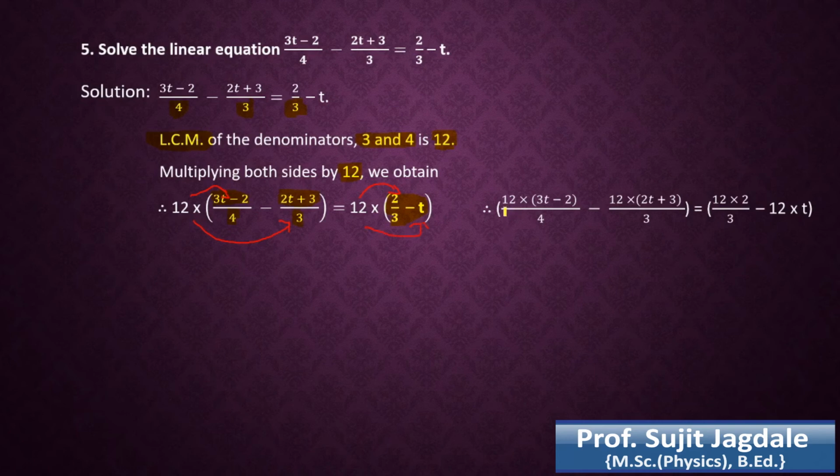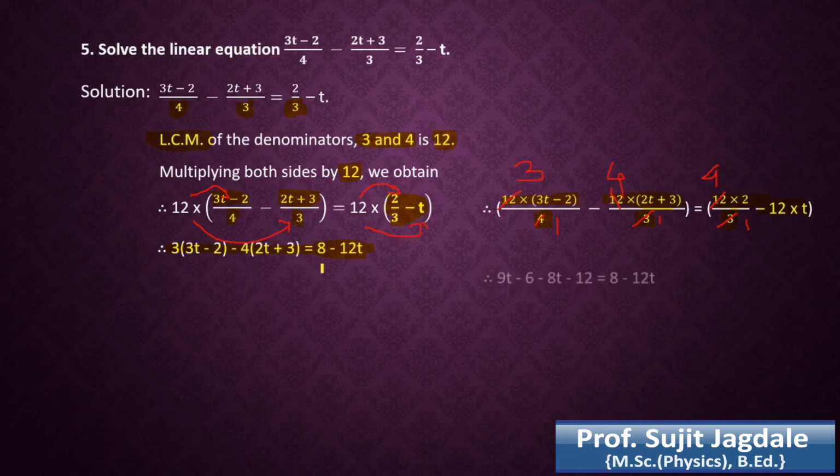So after that we are getting the equation like this: 12 into bracket (3t minus 2) upon 4 minus 12 into (2t plus 3) divided by 3, which equals 12 into 2 upon 3 minus 12 into t. So this is the multiplication by 12 on both sides. Now divide by the denominator. So 4 ones are 4, 4 threes are 12, again 3 ones are 3, 3 fours are 12. Here also 3 ones are 3, 3 fours are 12. So we are getting 3 into bracket (3t minus 2) minus 4 into bracket (2t plus 3), which equals 8 minus 12t. So how are we getting 8? 4 into 2 is 8.